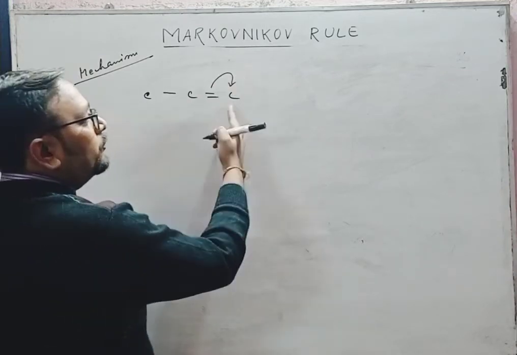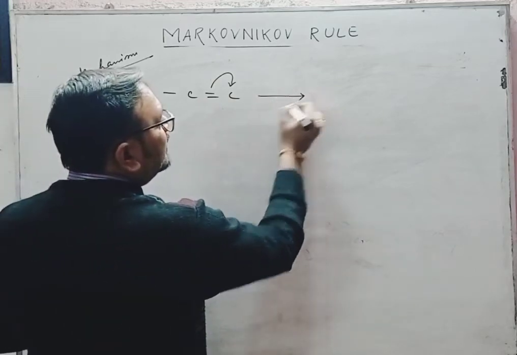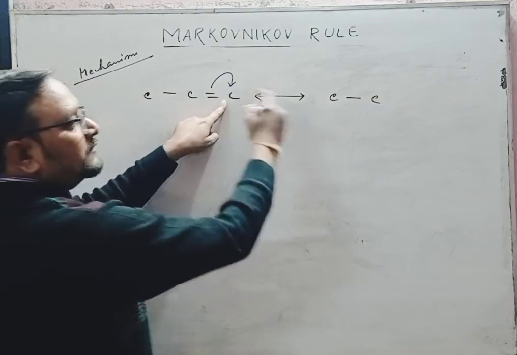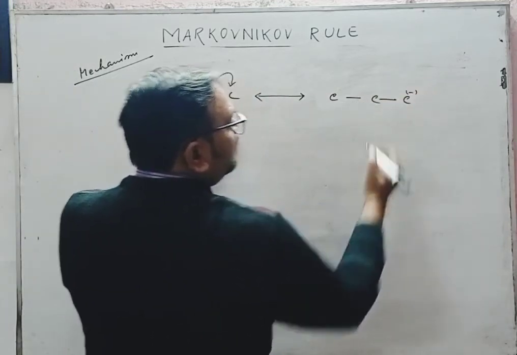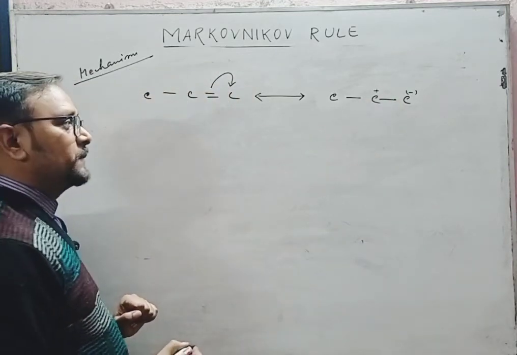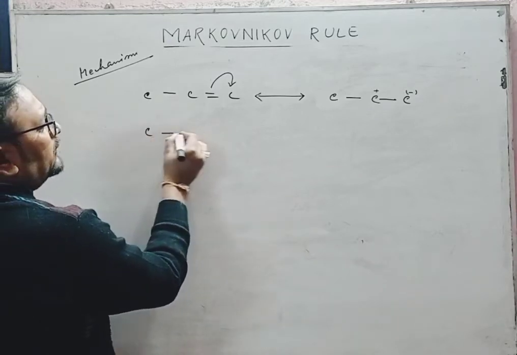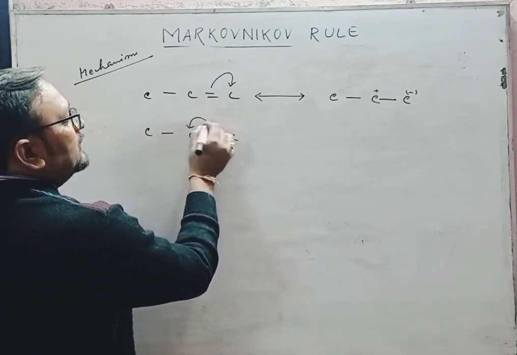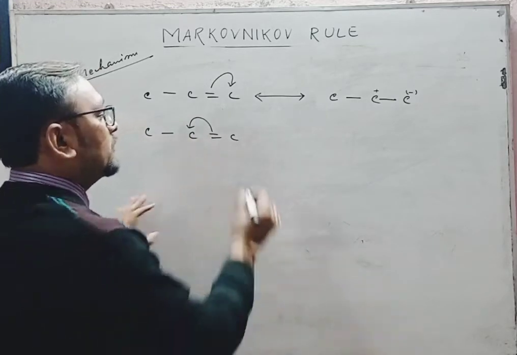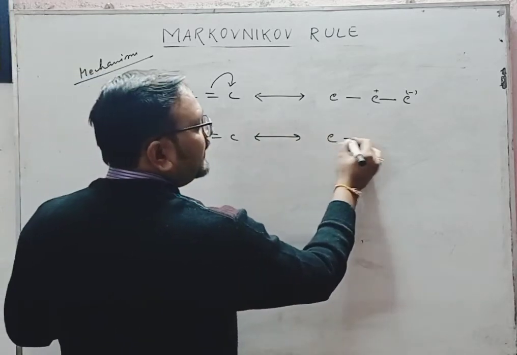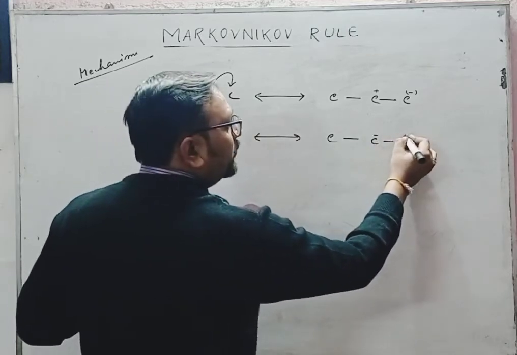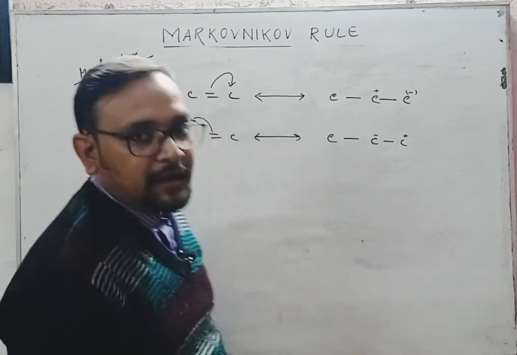The first possibility is that if this electron moves onto this carbon, then a negative charge will develop on this carbon and a positive charge will develop on the other carbon. Another possibility is also there. What is the second possibility? That this pi electron will shift toward the inner carbon, which means the second carbon. In that case, we can expect that the negative charge will come on the second carbon, and the positive charge will come on the terminal carbon.